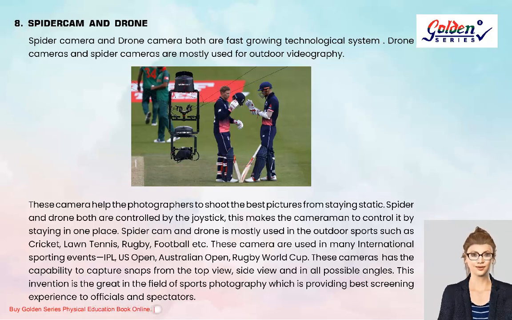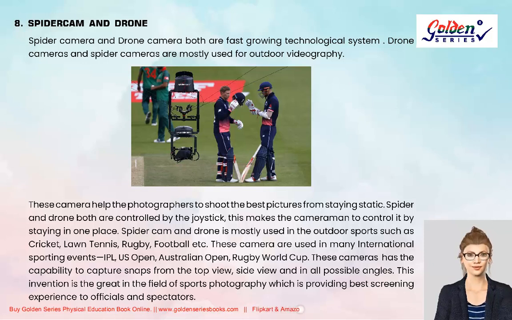8. Spider cam and drone. Spider camera and drone camera are both fast-growing technological systems. Drone cameras and spider cameras are mostly used for outdoor videography. These cameras help the photographers shoot the best pictures while staying static. Spider and drone are both controlled by a joystick. This allows the cameraman to control it while staying in one place.